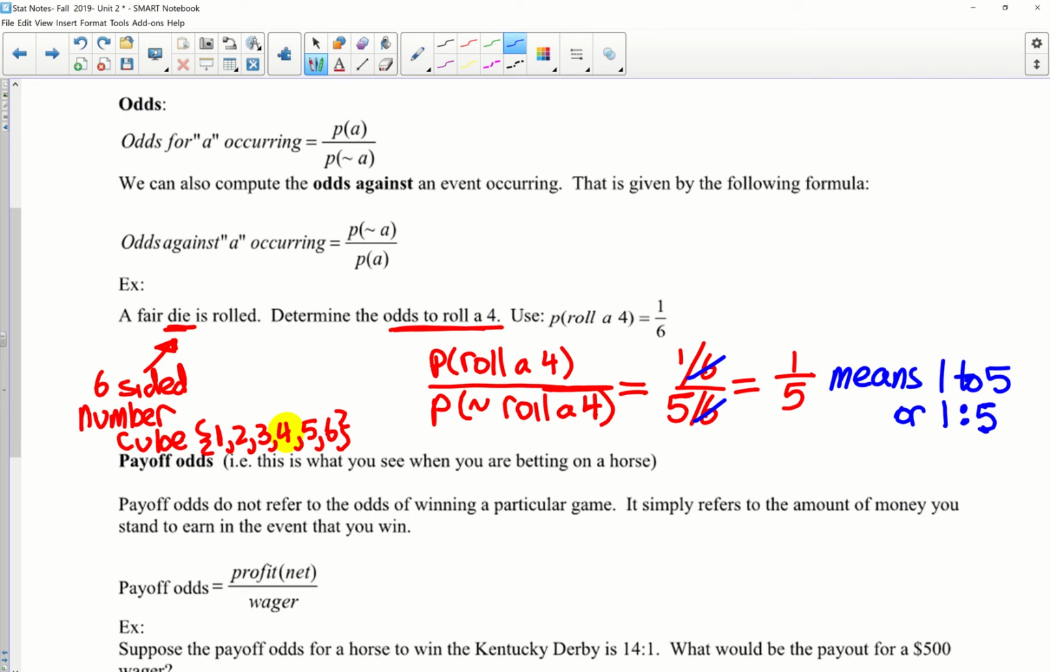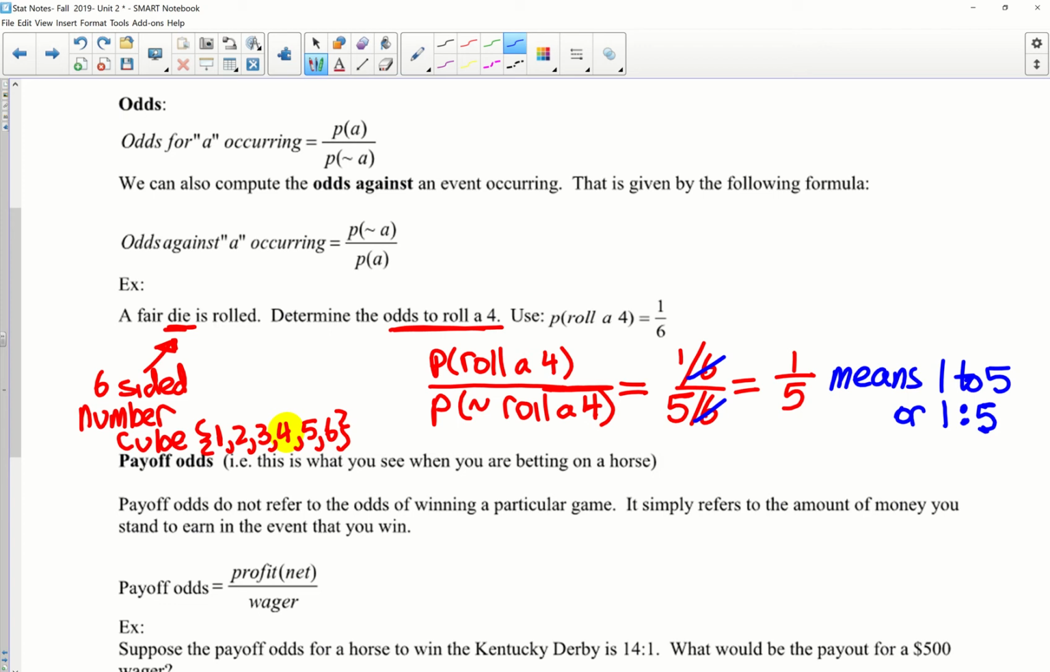It's the same thing with the multiple choice question on the previous page, except it wouldn't be 1 to 5 in that case. It would be 1 to 4, because in that problem you had 1 way to win, 1 way to get it right, and 4 ways to lose or get it wrong. Right, so you'd have a 1 to 4.